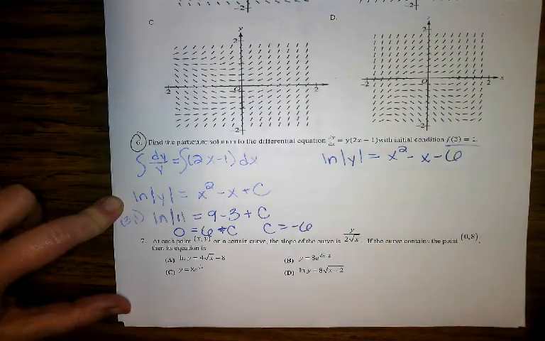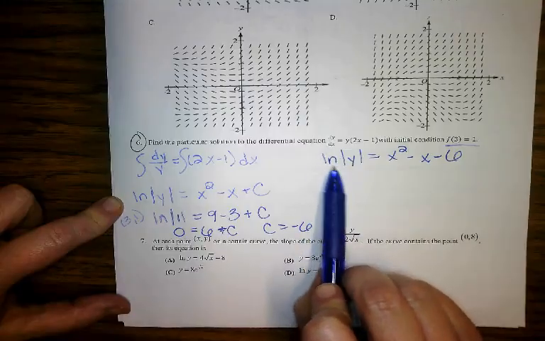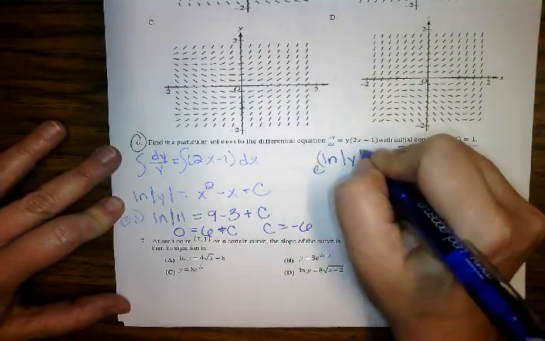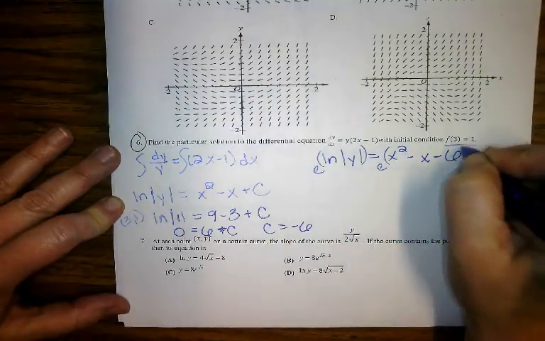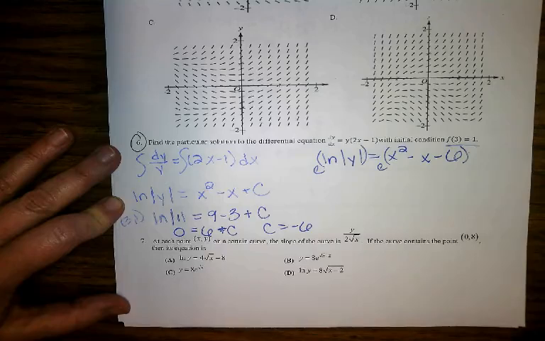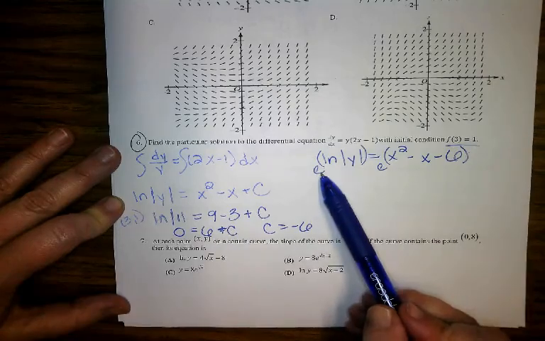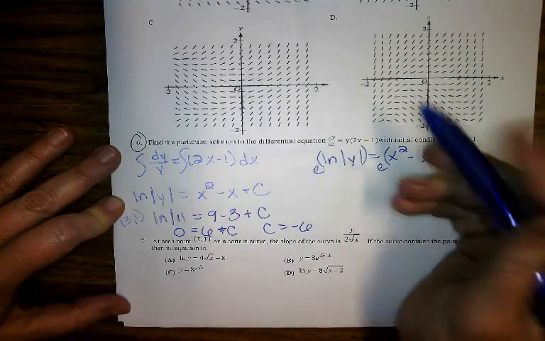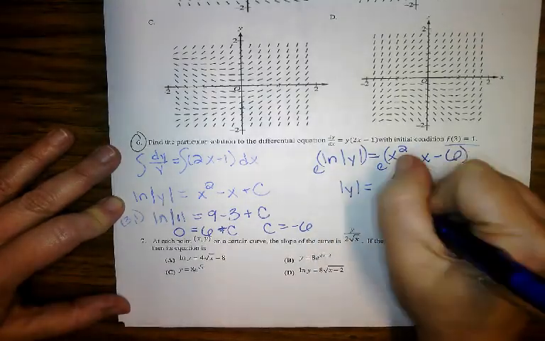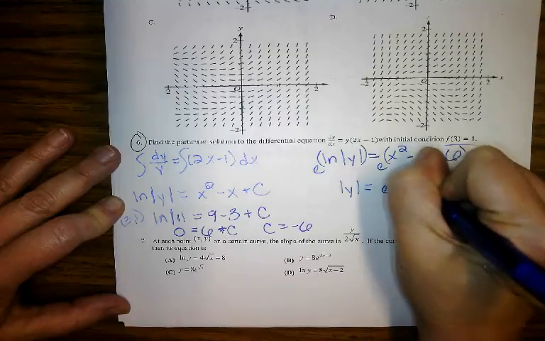The final step is to get y by itself. I want to get rid of this natural log. To undo a natural log, we have to e to that power. So I'm going to raise this to the e power on both sides, so that this e will cancel that ln out, and I'm just left with y. And then this is all e to the x squared minus x. This is all now an exponent here.